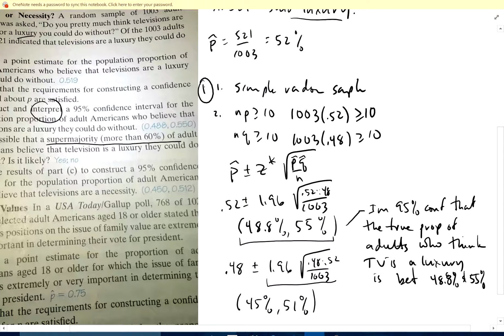Things I'm looking for: 1, the conditions. 2, the formula with your information in it. 3, the correct interval. And 4, what does it mean?